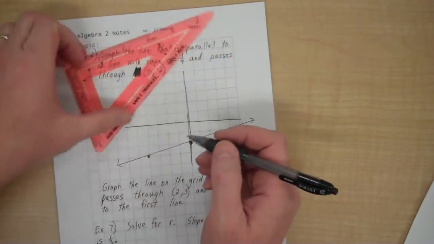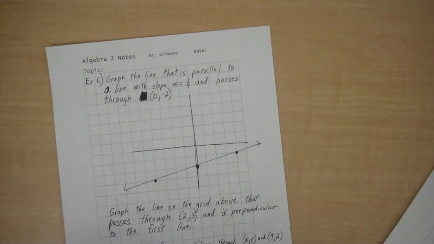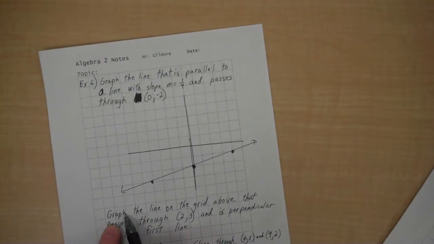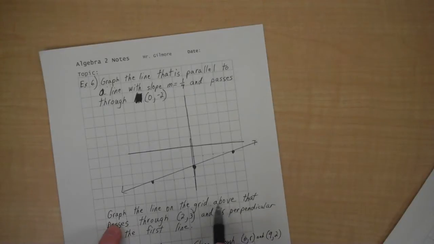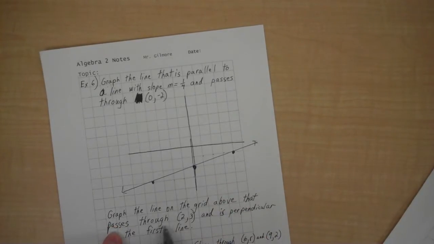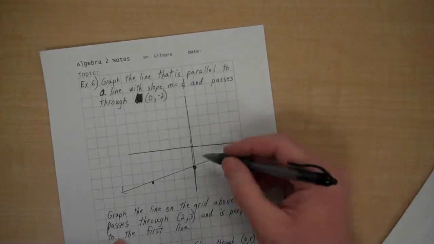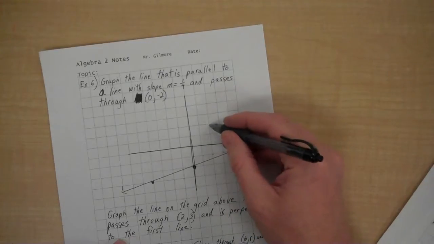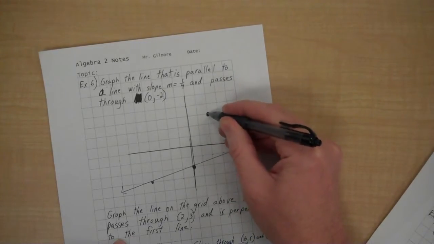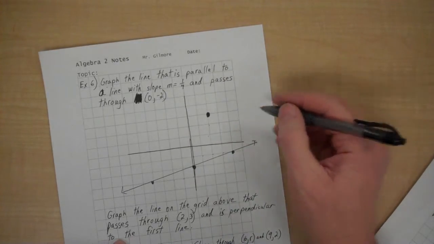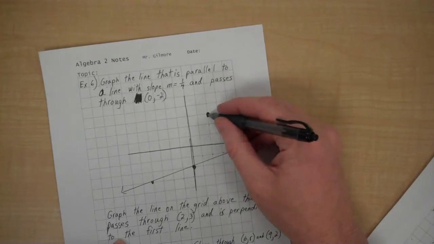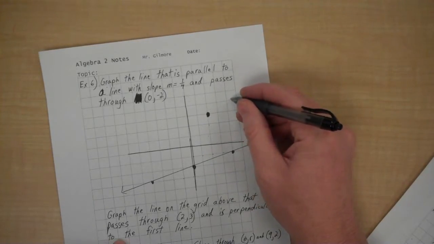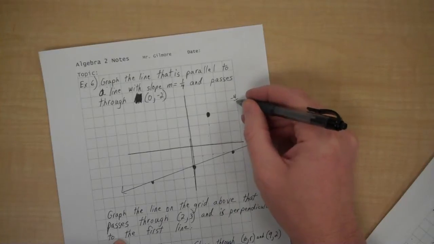And as I look, I've got this line right here. So I've done what example 6 asked me to do. That's the line. Now the next one, graph the line on the grid above, this one, that passes through 2, 3 and is perpendicular to the first line. Passes through 2, 3. 1, 2, 1, 2, 3. Alright, well the slope of this one, to be perpendicular, has to be the opposite reciprocal, -4 over 1.